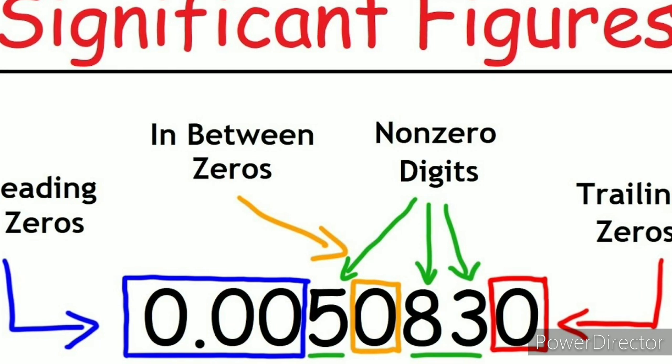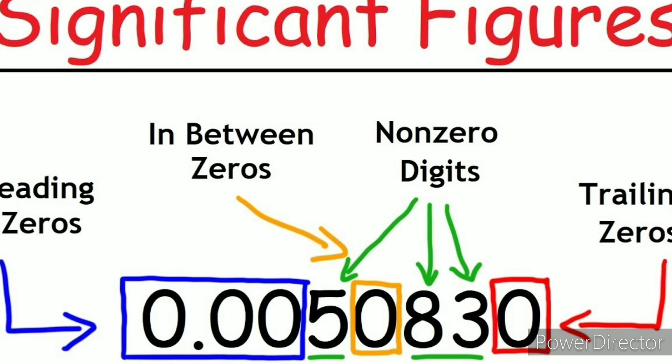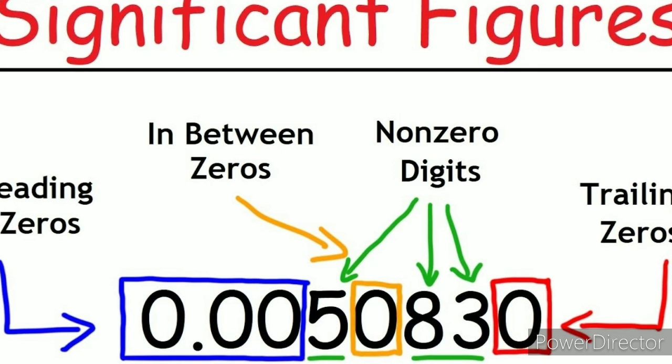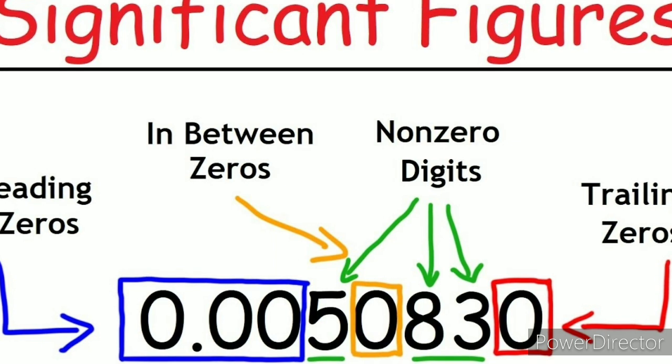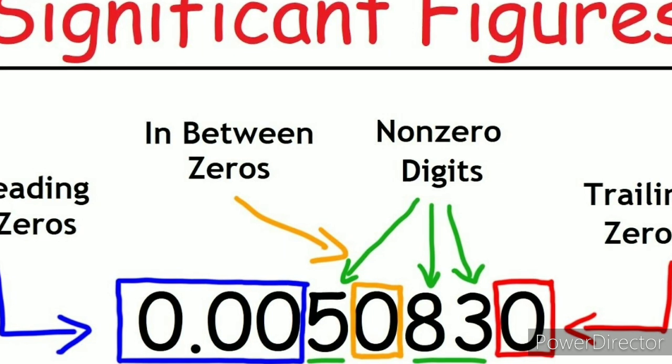Therefore, we can define significant figures as follows: the significant figures in a number are all the certain digits plus one doubtful digit. Following are the rules to know the number of significant figures in any number. The first rule is all non-zero digits are significant.